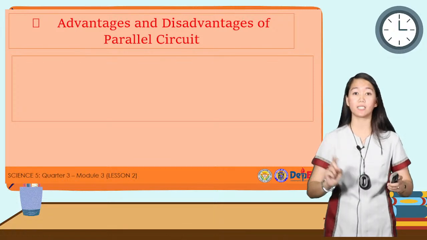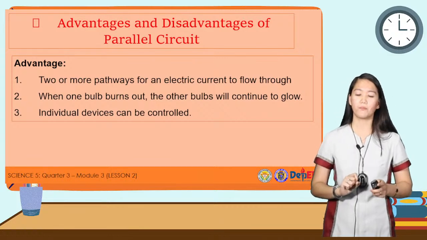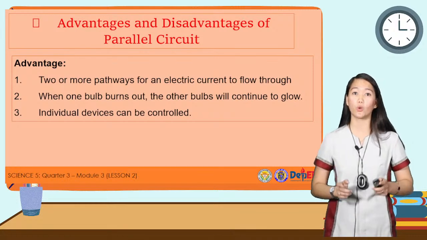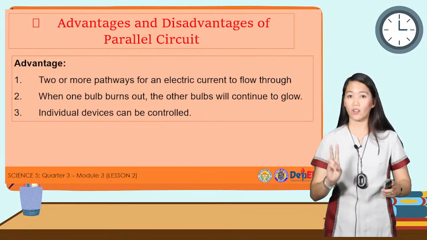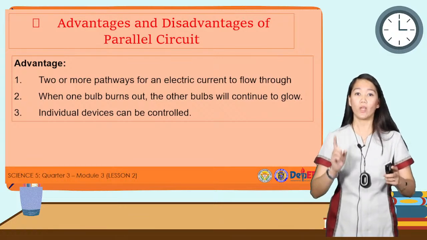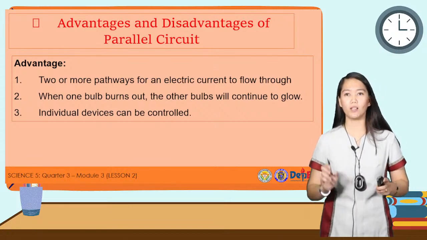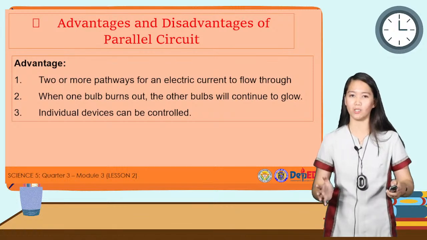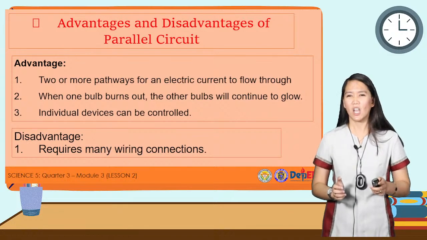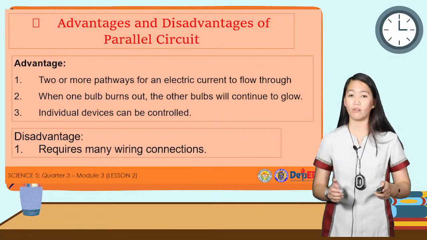Let us first have the advantages. There are 3, right? Number 1, 2 or more pathways for an electric current to flow through. Second, when one bulb burns out, the other bulbs will continue to glow. And the third one, individual devices can be controlled. Remember that. And the disadvantage is that it requires many wiring connections.